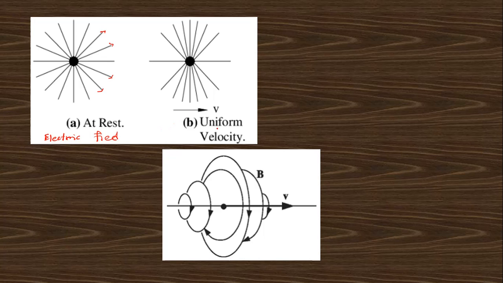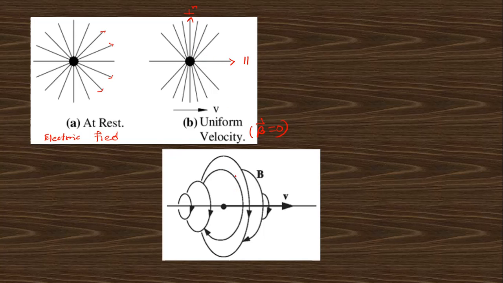In the case of uniform velocity, that is, acceleration is 0 and beta dot is 0. In this case, you see that this is the direction of the particle and this is the perpendicular direction. In this perpendicular direction, the density of the electric field is higher compared to the parallel direction. This is the parallel direction and this is the perpendicular direction. In the perpendicular direction, it is denser compared to the parallel direction.